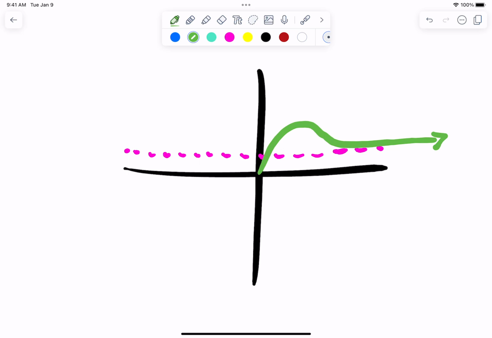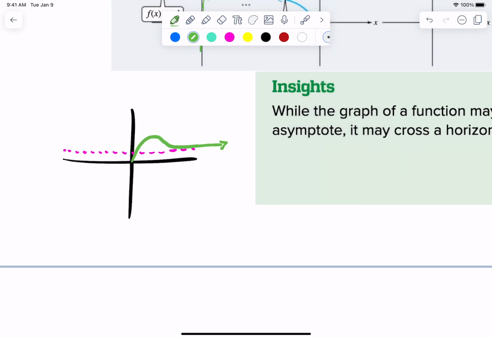Okay? So it can cross. A lot of people don't understand that. It's not that it can't cross it. It's just that as it goes forever to the right and to the left, it will level off at that dotted line. Got it? So a horizontal asymptote can be crossed.